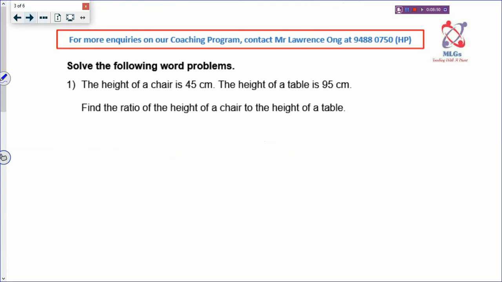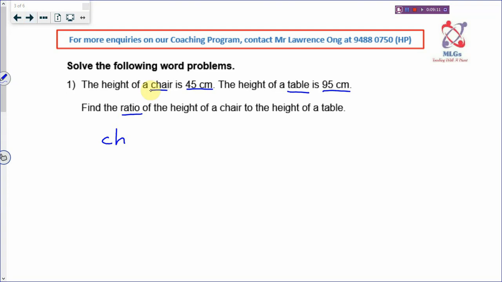Alright, you will definitely see word problems for ratio. So when you see a ratio problem, what is the lesson here? The lesson here is to write out the ratio. For example, the height of a chair is 45 cm. The height of a table is 95 cm. So find the ratio. So there's a ratio given to you. Then I will need to write out the ratio.